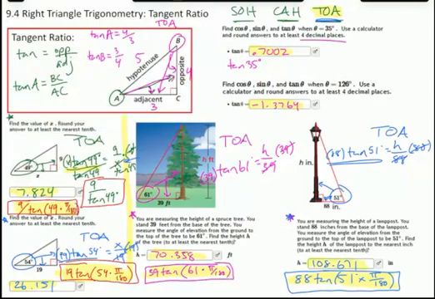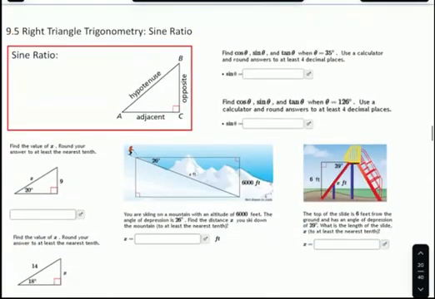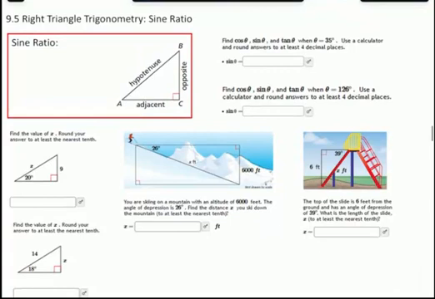All right. So that is the process of what you're going to see on the next couple of slides as well, using the different trig ratios. So let's look at the next trig ratio, sine. Again, if we were looking at our SOHCAHTOA, sine is this SO part. And when you're looking at the ratio, sine is going to be the ratio of the opposite leg to the hypotenuse.